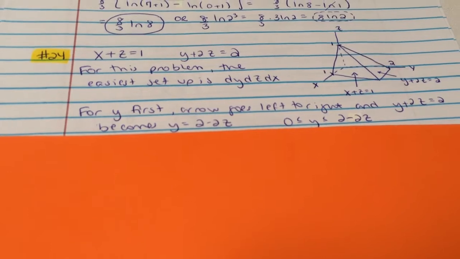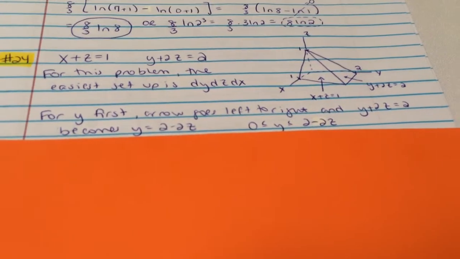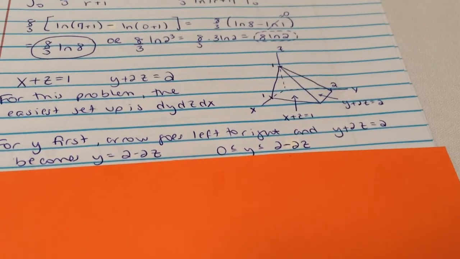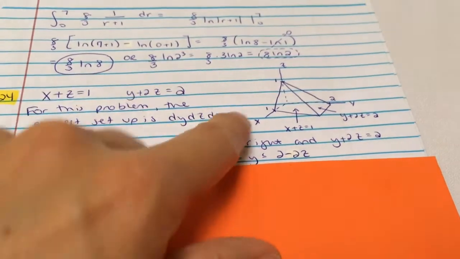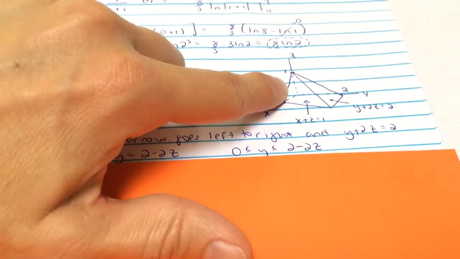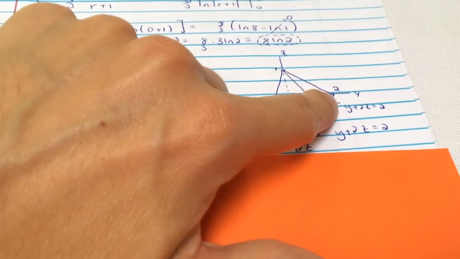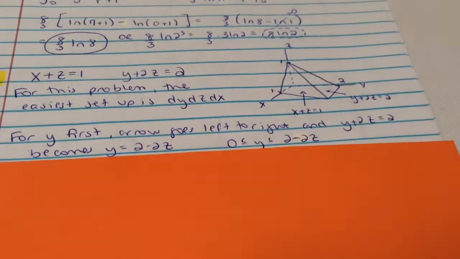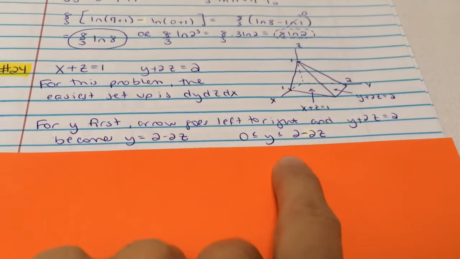Okay, so I am going to do dy, dz, dx. For doing y first, I look at the 3D picture. Looking at the 3D picture, my y goes left to right. So what's on my left? On my left is the xz plane, which is 0. As I move to the right, I'm hitting this plane here, which is on my right. So I need to solve it for y. I take this, solve it for y, and I get this, and that's my bounds on y.